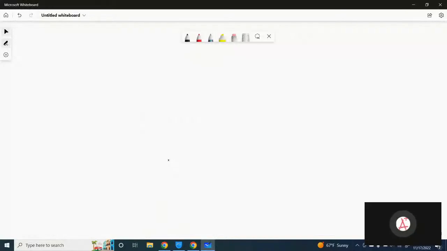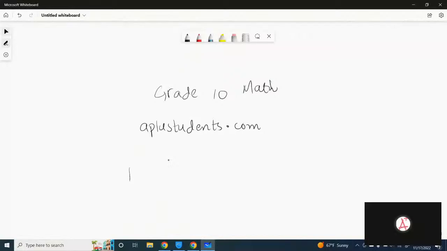So we're going to start with grade 10 maths. You can find all the lessons on aplusstudents.com. You have to log in there using your email address and the password provided by the administrator. Then you have to select math from the subject tab. Then scroll down to grade 10 maths. Click on view all lessons.